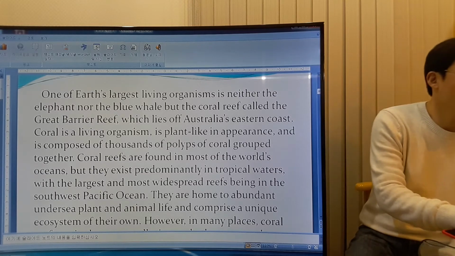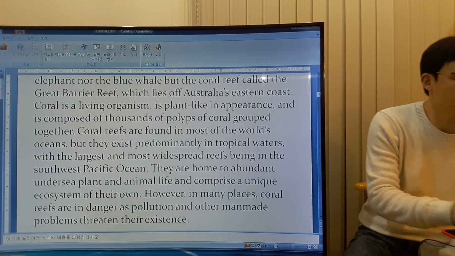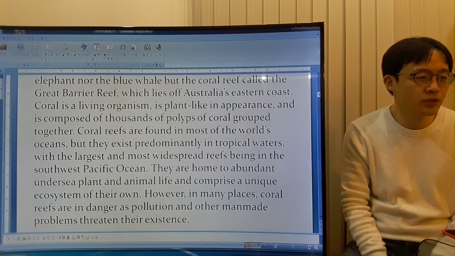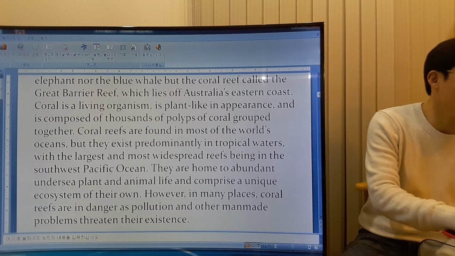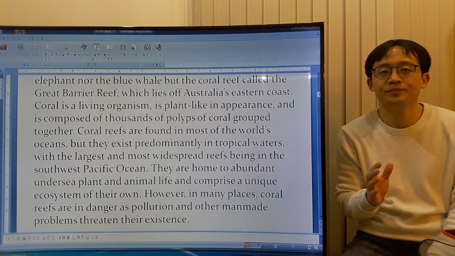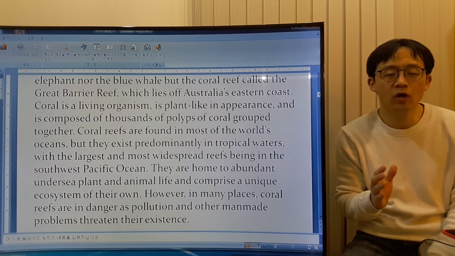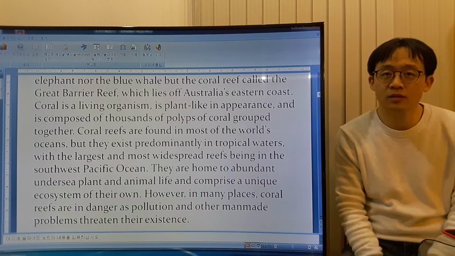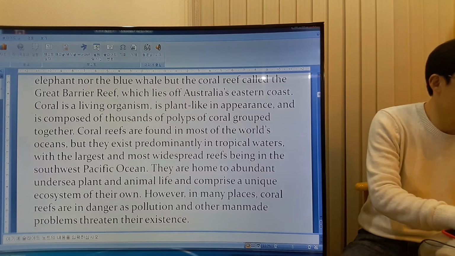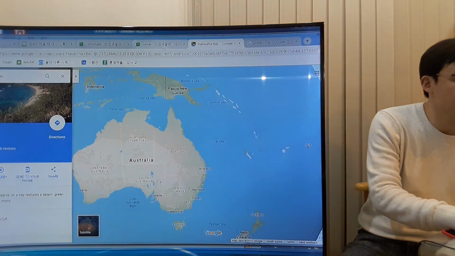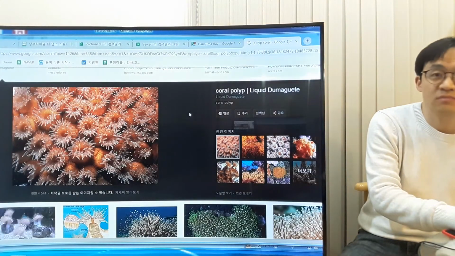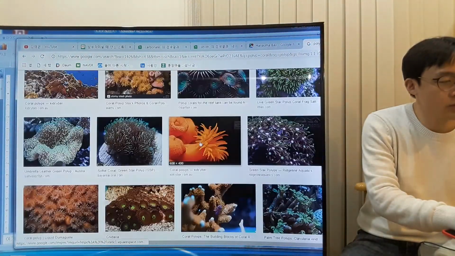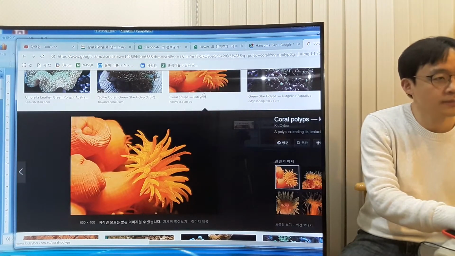All right? Coral is a living thing, and it looks like a plant when you look at it, and it's made up of thousands of polyps of coral grouped together. What is a polyp? A polyp is a very small sea animal, and it has a hollow body like a tube, and it has long parts called tentacles around the mouth. So let's see what they look like. Polyps. This is what polyps look like, okay? Let's look at one individual. This one. Okay. Very small.